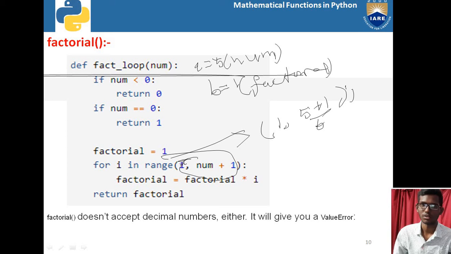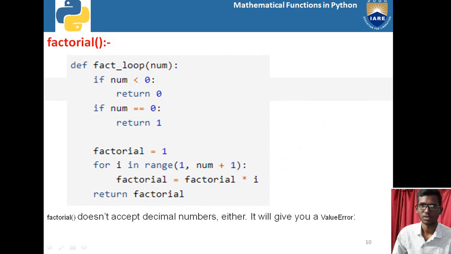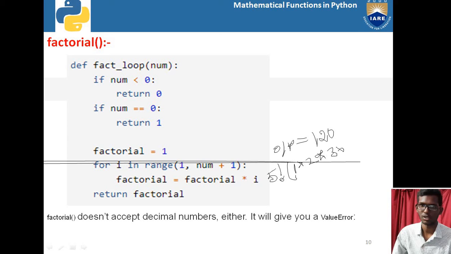B equals B into I, and it returns B. Now we get the output equal to 120. 5 factorial equals 1 into 2 into 3 into 4 into 5.